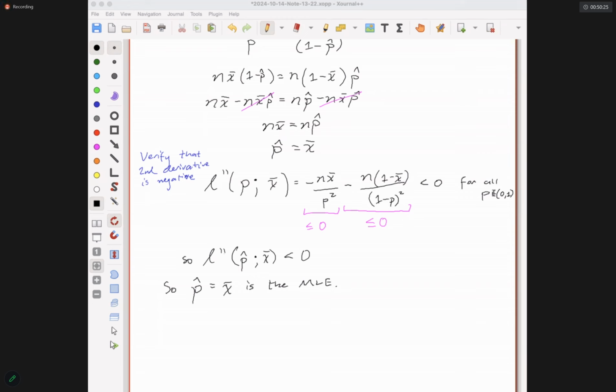We'll move on to looking at, is p hat an unbiased estimator of p? And what can we say about that? The expectation of p hat is just x bar. So this is the expectation of x bar. And what is the expectation of x bar for any distribution?